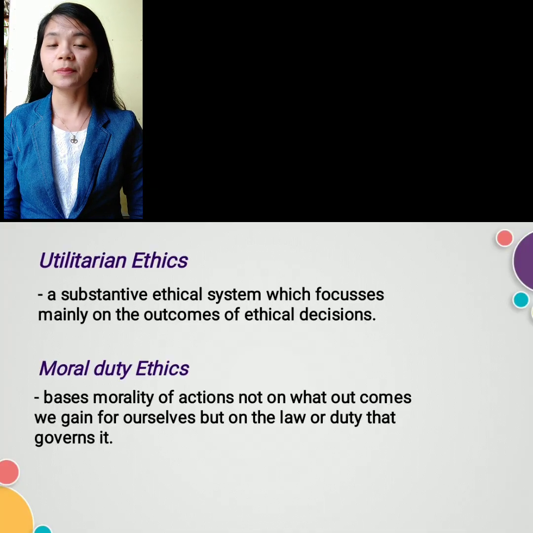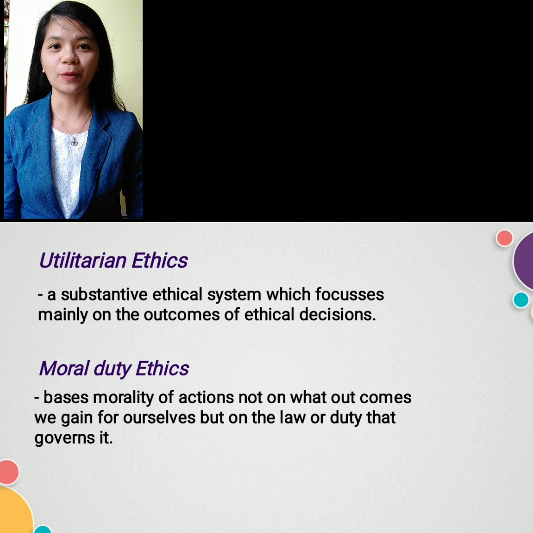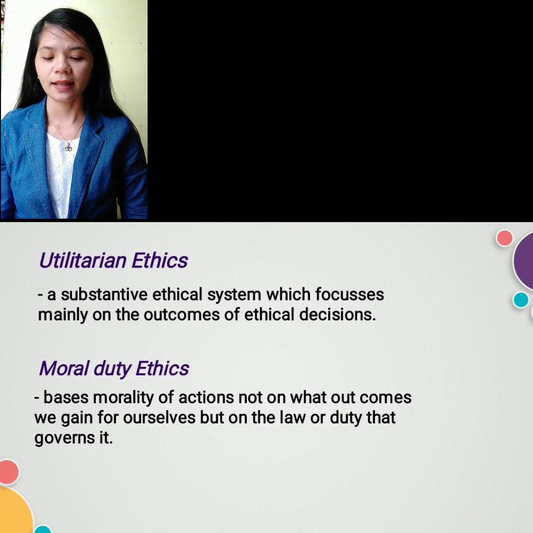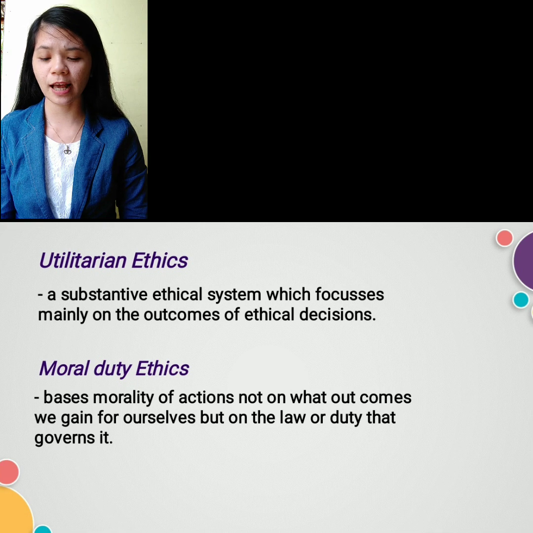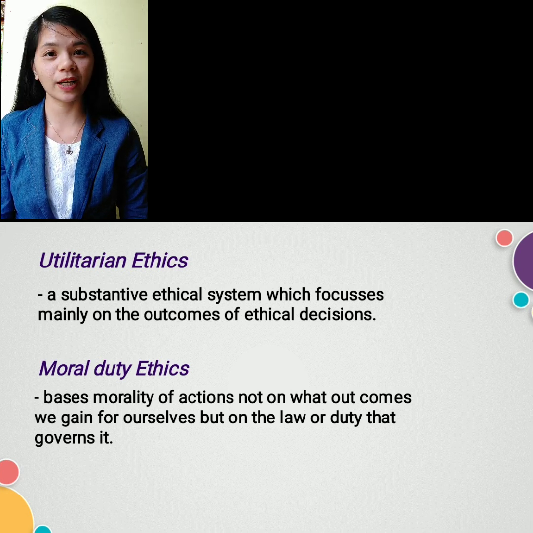Common good ethics. Utilitarian ethics is a substantive ethical system which focuses mainly on the outcomes of ethical decisions, providing the greatest good for the greatest number of people. For example, assume a hospital has 4 people whose lives depend on receiving an organ transplant: a heart, lungs, kidney, and a liver. If a healthy person wanders into the hospital, his organs could be harvested to save 4 lives at the expense of 1 life. This would arguably produce the greatest good for the greatest number of people.